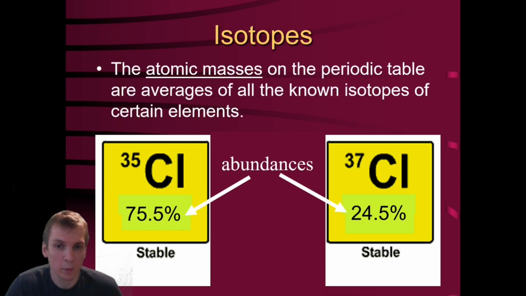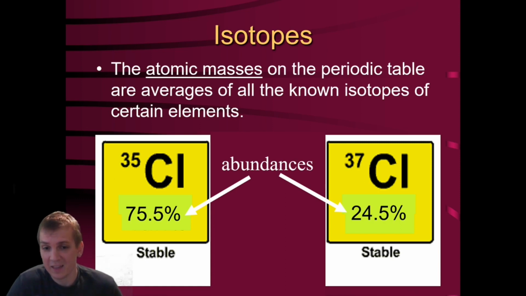So on the periodic table, we see what's called the average atomic mass. So the atomic masses on the periodic table are an average of all the known isotopes of certain elements. So if we get to this point where we got to put the average of these two. Historically, what you would do for an average is you add them all up and you divide by the number of things. So in this case, we would do like a 35 plus 37. You divide it by, add those two up, divide it by 2, you get 36.